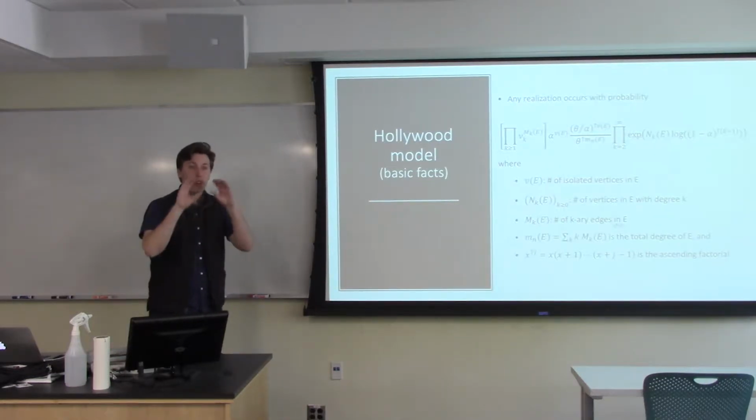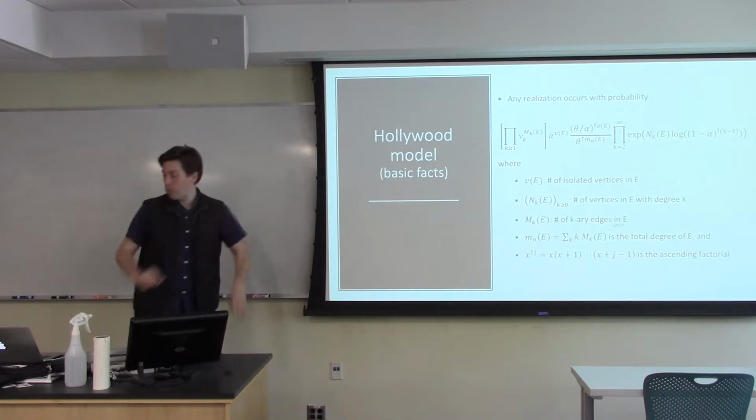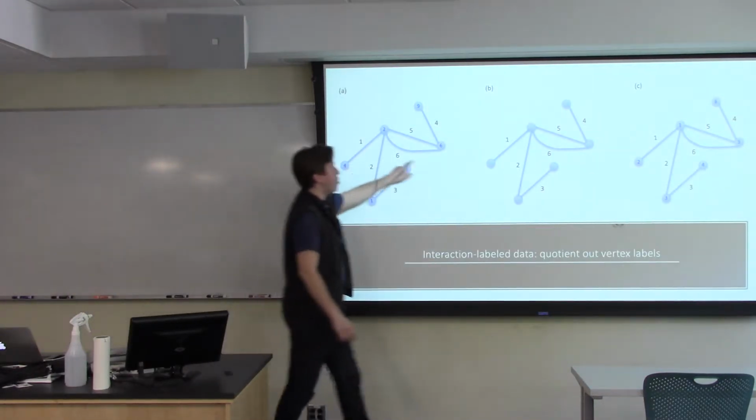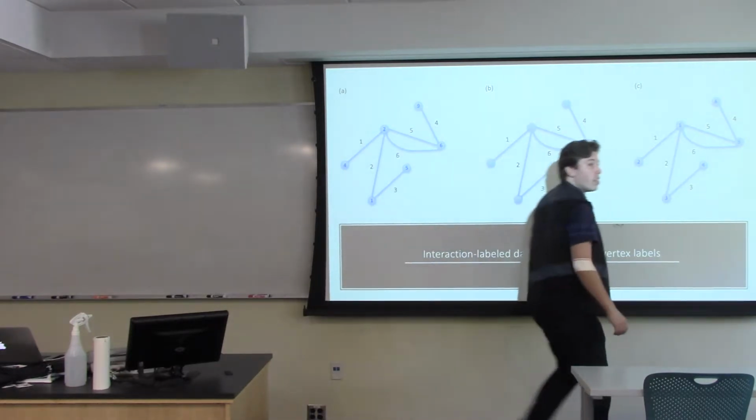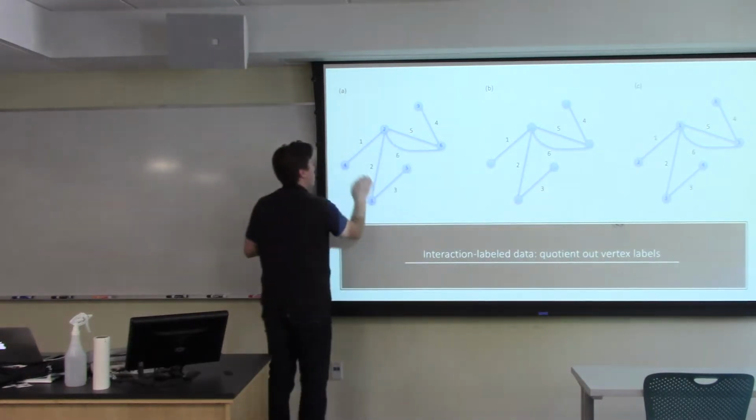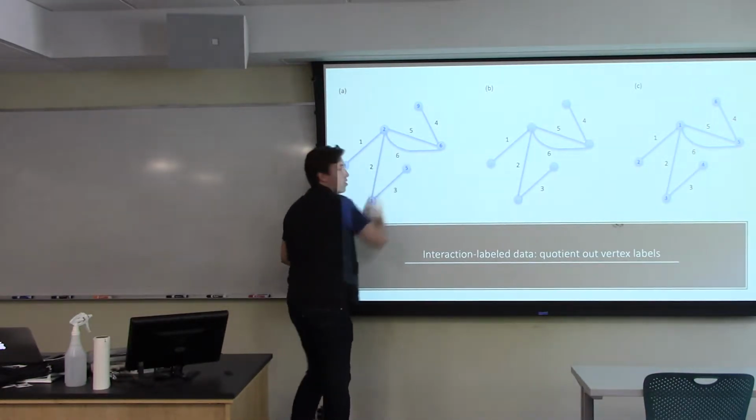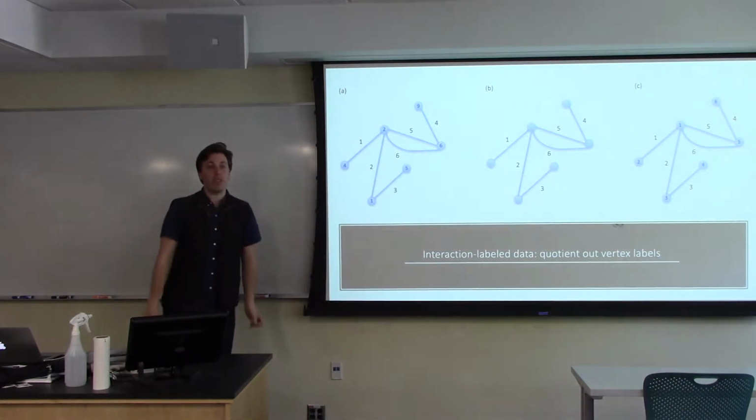Yes, and those labels stay the same. So in that case, the 1 through 6 labels never change in all of these, and the only thing I'm at first quotienting out is the labels I've given to these vertices. I keep the overall object the same, and the interaction labels the same. The vertex labels are getting removed.